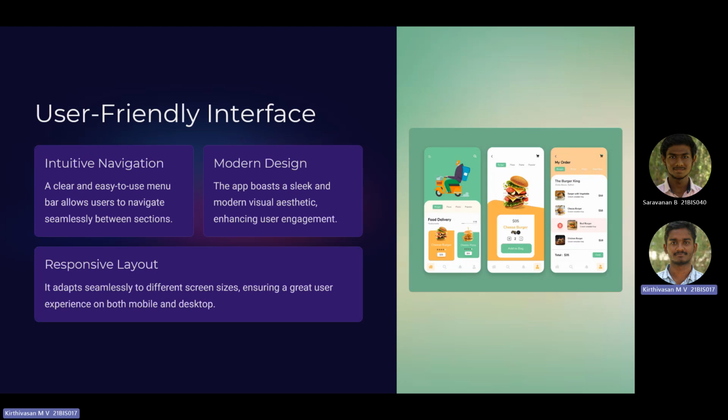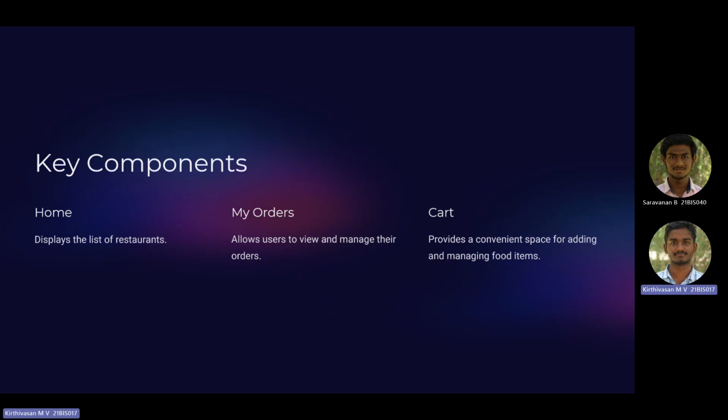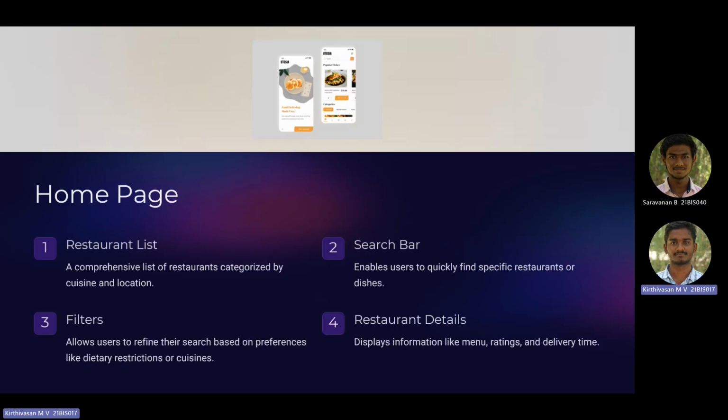The interface provides a user-friendly, intuitive navigation, and the modern application uses Bootstrap designs and a responsive layout. The components of our project are the homepage, my delivery, my orders page, and the cart. In the home page, it provides the restaurants list, a search bar to access specific restaurants, a filter option through certain conditions, and the restaurant details of the particular portal.